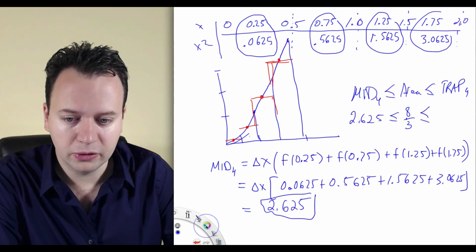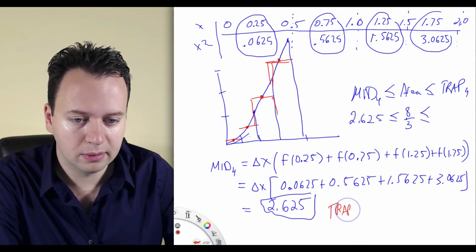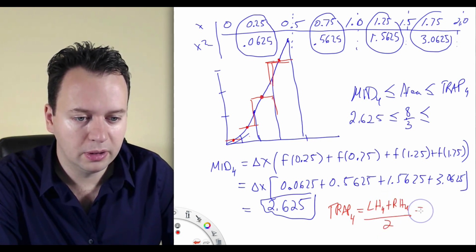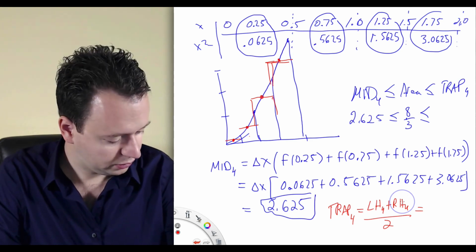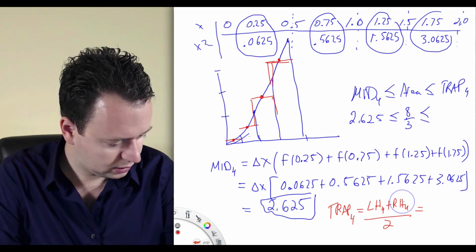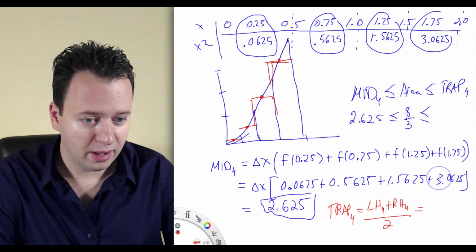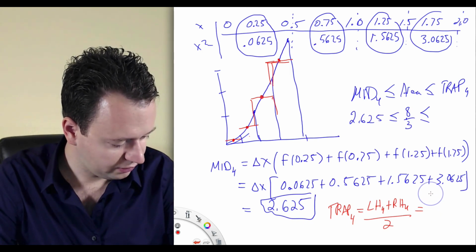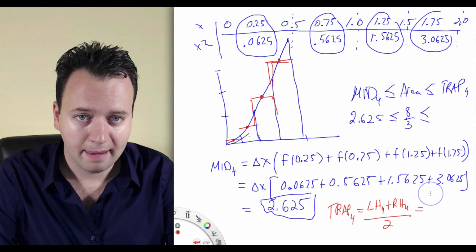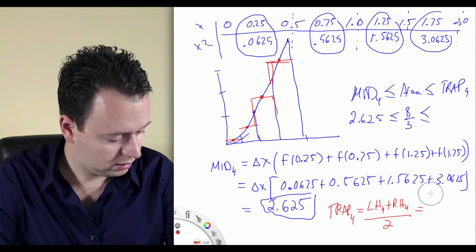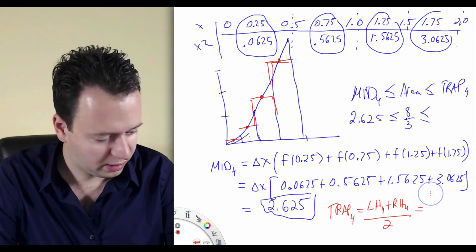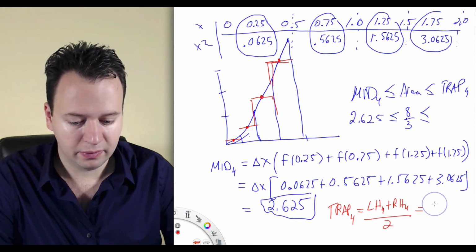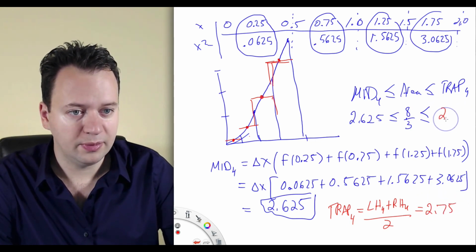Now the quick way to do the trapezoid rule is to recognize that it's just the left-hand Riemann sum plus the right-hand Riemann sum, over 2. And we already computed the left and the right-hand Riemann sum. The left was 1.75, and the right-hand Riemann sum was 3.75. So 3.75 plus 1.75 over 2, we get 2.75. So the trapezoid rule gives 2.75.